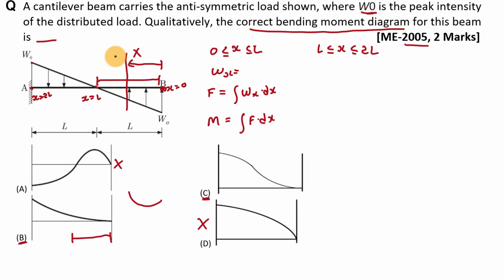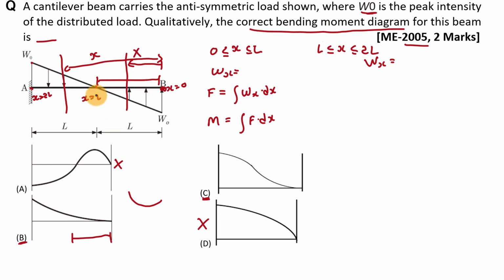Now we have to use this same method in the interval L to 2L. First of all we have to find out Wx, then we have to find out the shear force and bending moment. Now in the interval of L to 2L we want to find out the bending moment diagram. For that we will take one section at a distance of x from this point B. In this interval first of all we have to find out Wx.